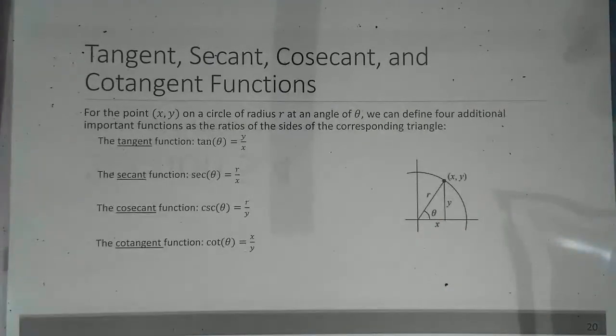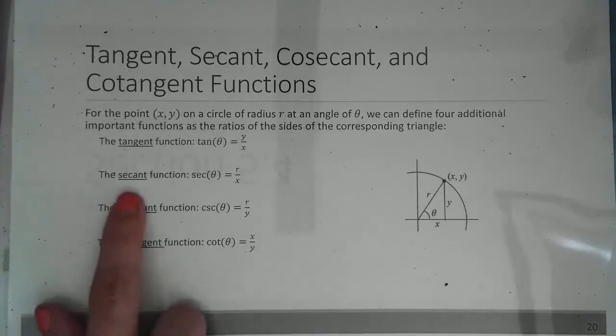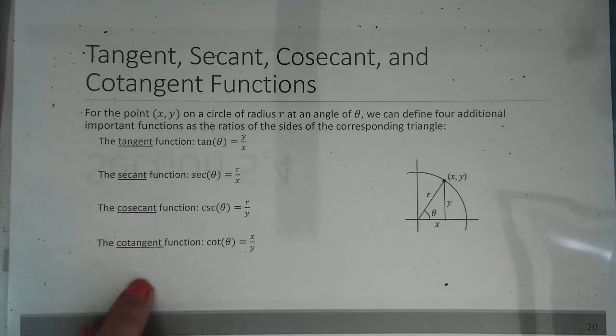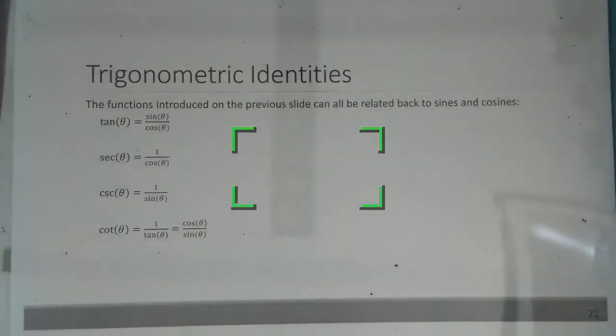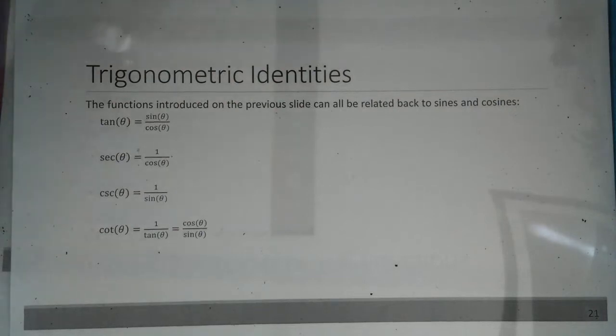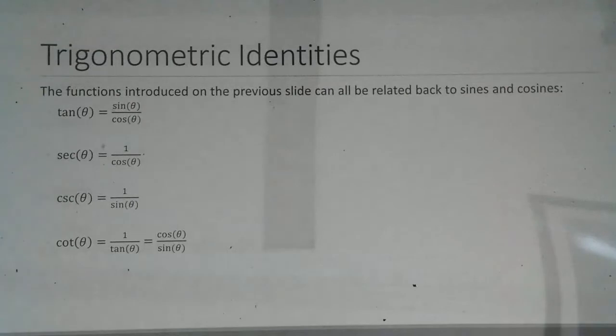Now you may notice the similarities between secant and cosine, between cosecant and sine, and between cotangent and tangent. And those are outlined here in these trigonometric identities. So the functions introduced on the previous slide can all be related back to sines and cosines. So all of our trigonometric functions that we have so far can be written as sines and cosines.